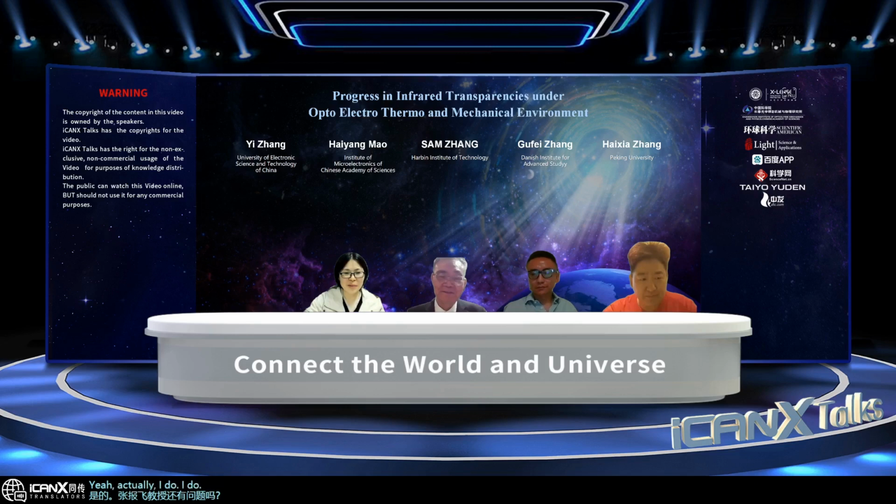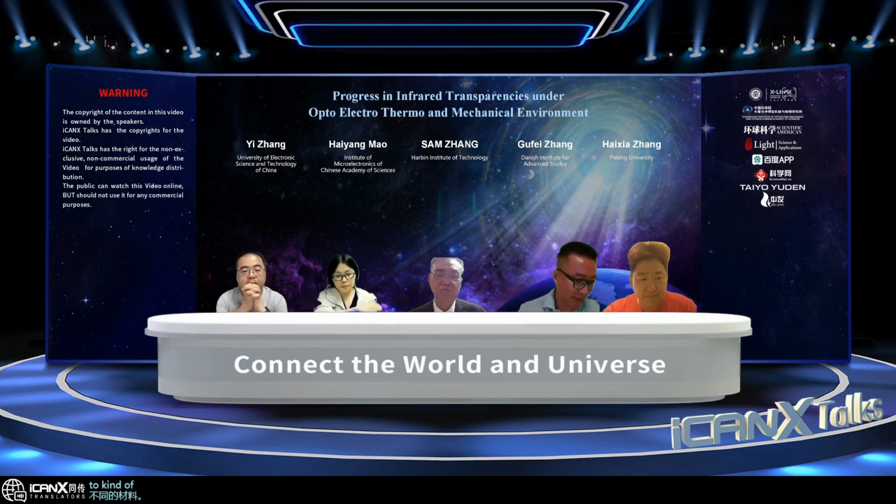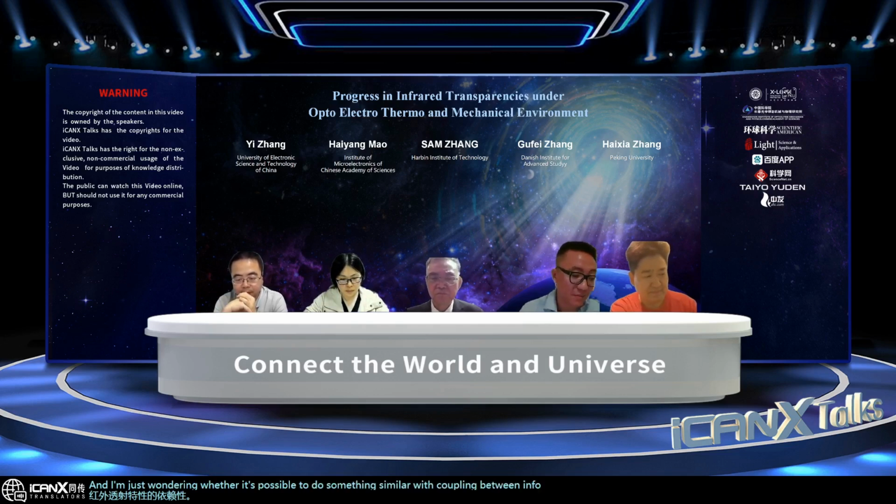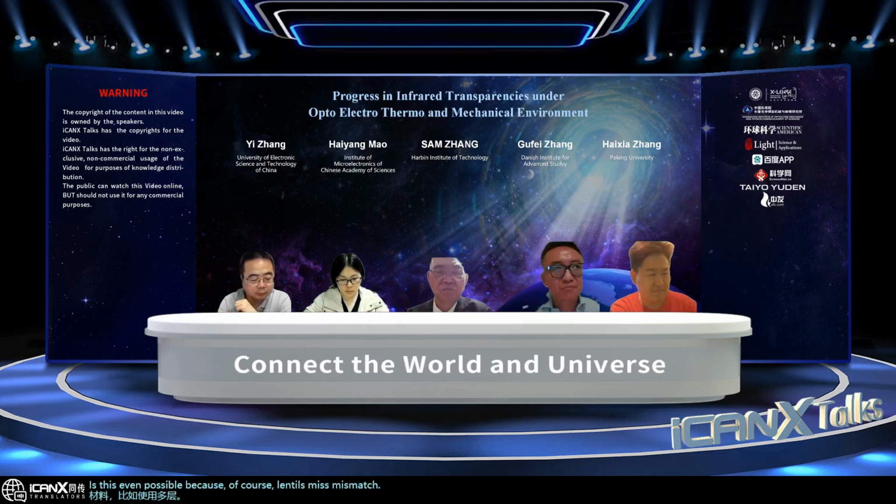Another question, Professor Zhang. When you were talking about infrared transmission coupled with thermal properties, you showed us some data that used superlattice. Well, that's not superlattice, but actually multi-layers of different materials to fill the gaps in the thermal properties dependence of infrared transmission. I'm just wondering whether it's possible to do something similar with the coupling between infrared transmission and mechanical properties of materials, like by using multiple layers. Is this even possible? Because, of course, the lattice mismatch between different layers of materials might give you trouble with the mechanical performance.